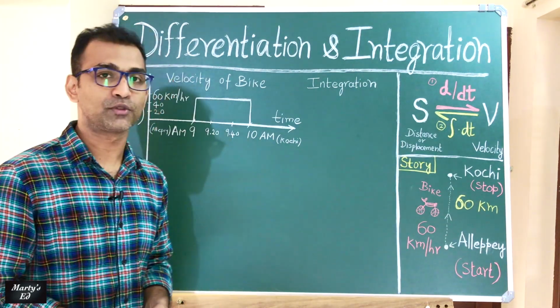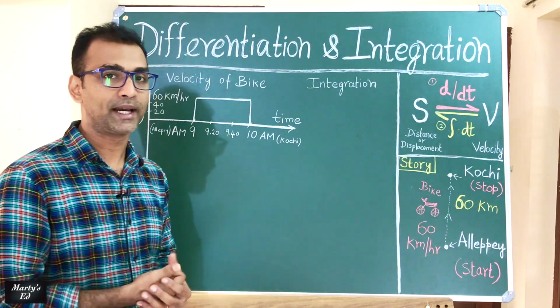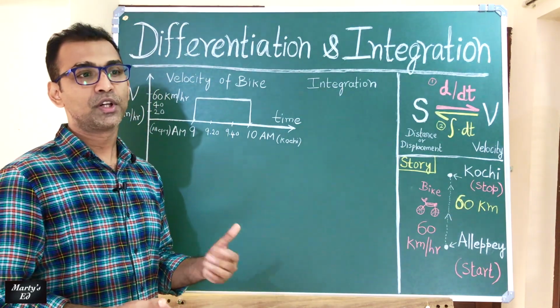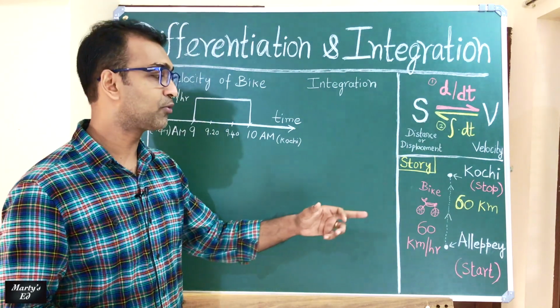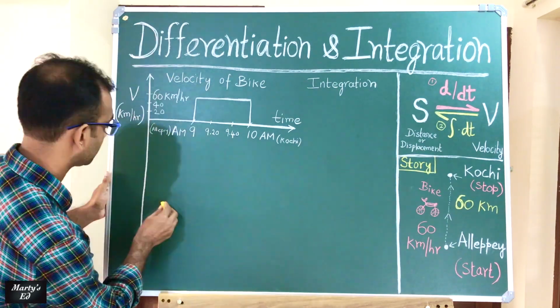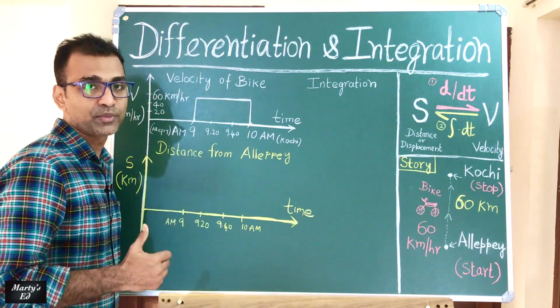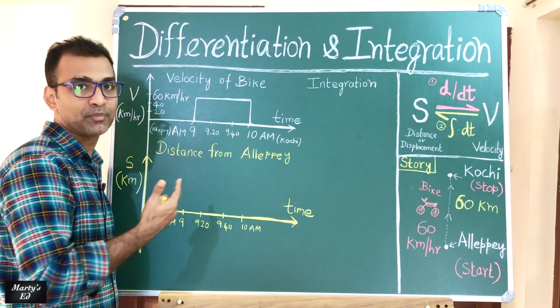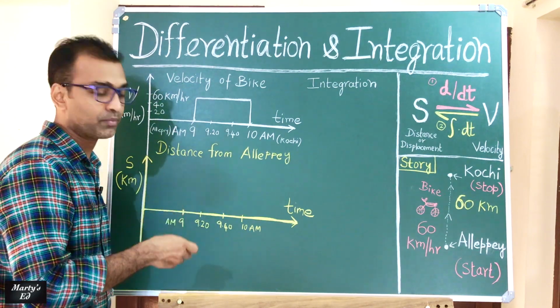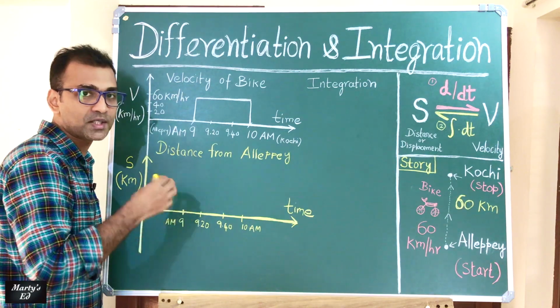I have told you that one of my friends is coming with me. He has a GPS app on his mobile, and I have asked him to track the distance traveled from Alleppey for each and every 20 minutes, okay? I have asked him to take the reading of the distance from Alleppey for each and every 20 minutes, right? So if I start at 9 a.m., we have just started.